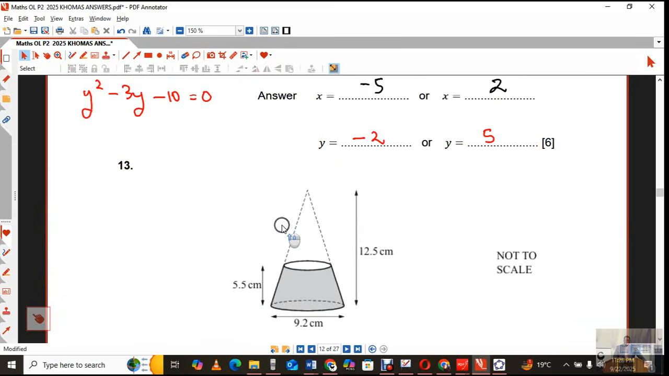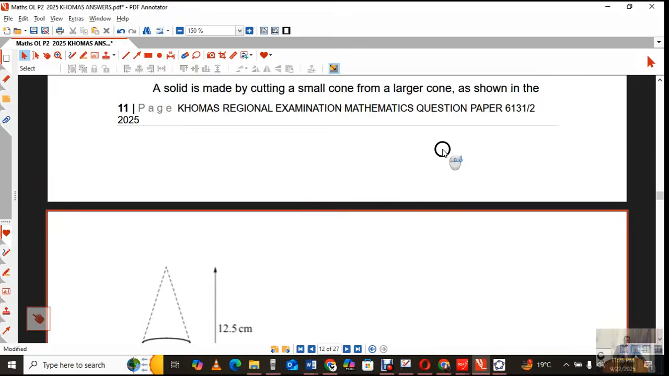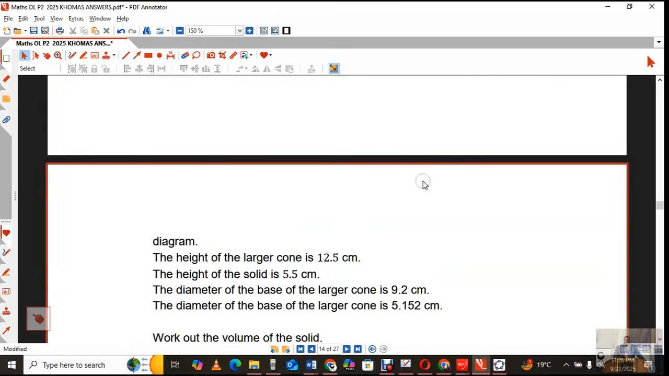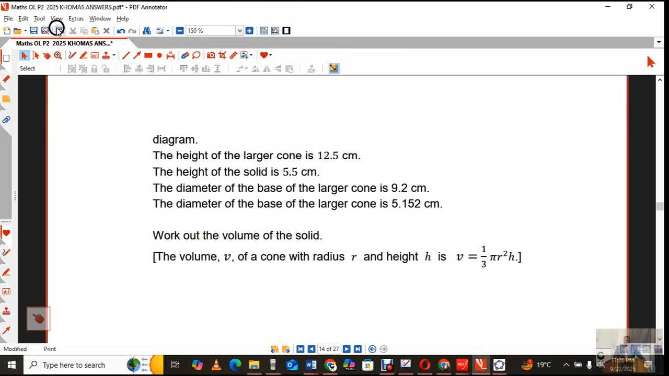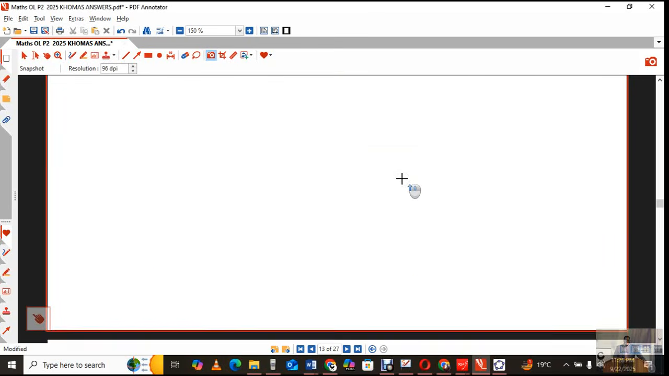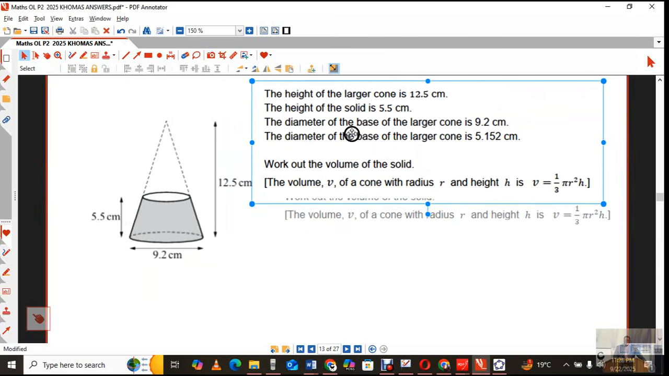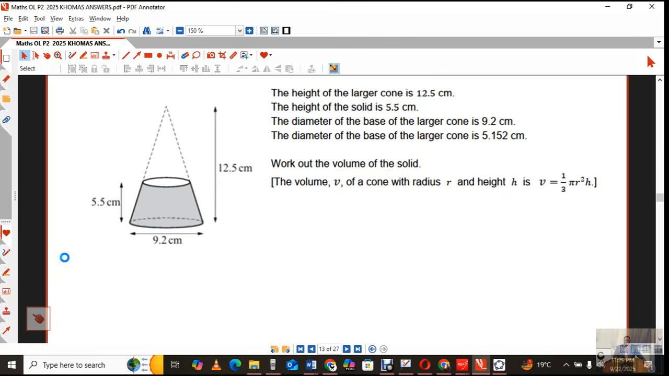Right, what do they say? They say a solid is made by cutting a small cone from a larger cone as shown. So they're cutting a small cone from a larger cone as shown. The height of the larger cone, let me just bring in these instructions here. Okay, these instructions here. All right, there we go. They say the height of the larger cone is 12.5 centimeters. The height of the solid is 5.5.